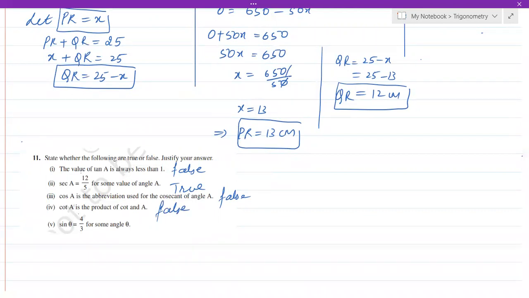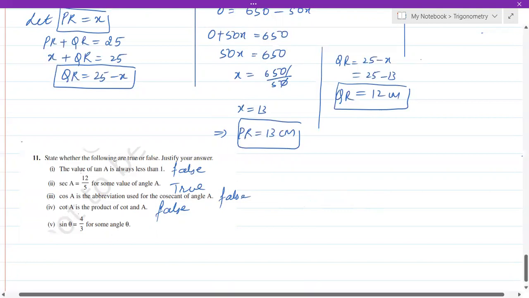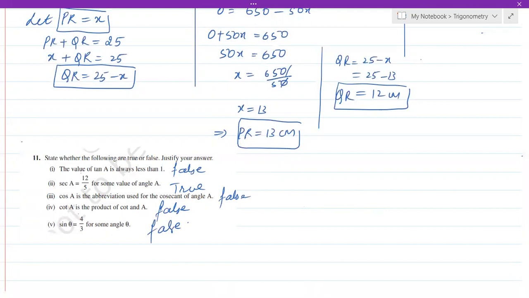Sin theta is equal to 4 by 3 for some angle theta. Is it possible? Sin theta is defined as opposite by hypotenuse. So here, according to the question, opposite is 4 and hypotenuse is 3, which shows that the hypotenuse is less compared to the opposite. Is it possible? No, it is not possible. The hypotenuse should always be the greater. So therefore, this is also false. Except the second one, all other statements are false.